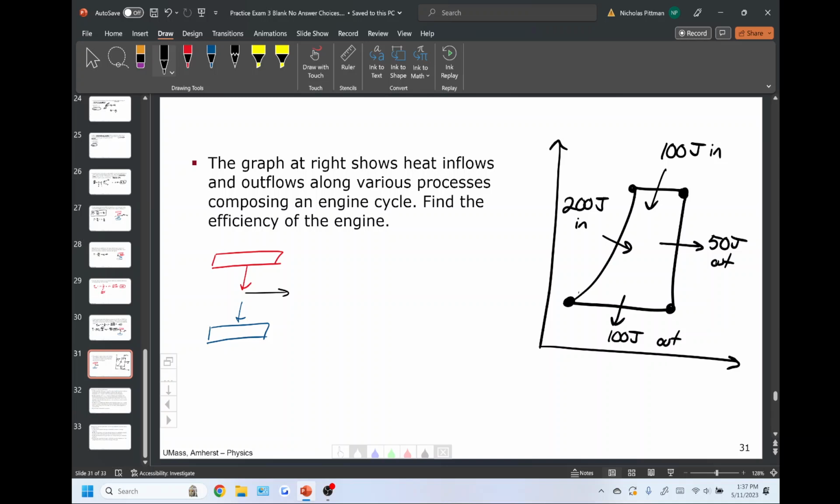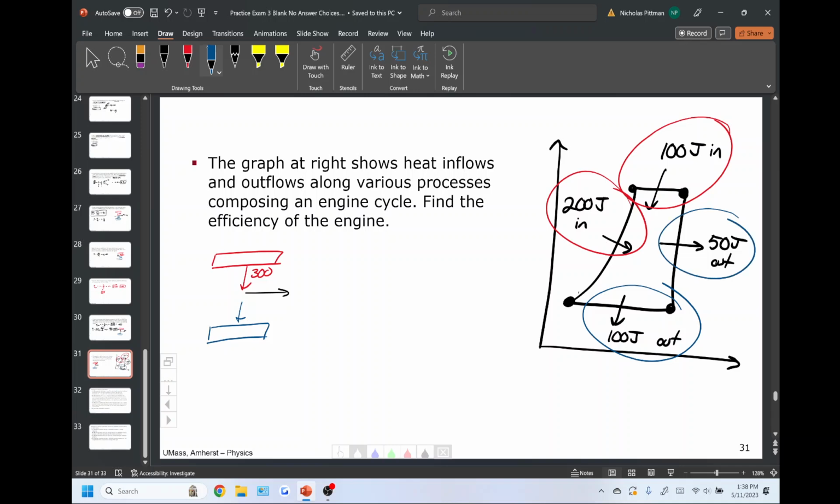Okay, we have two heat inputs going into the gas. These are coming from the hot reservoir by assumption and being put into the gas for a total of 300. And 150 is being blown off as excess exhaust heat to the cold reservoir. So we can say that we have 150 joules, therefore, of leftover heat being used as useful work. So the efficiency is work over Q hot, which is just 1/2.